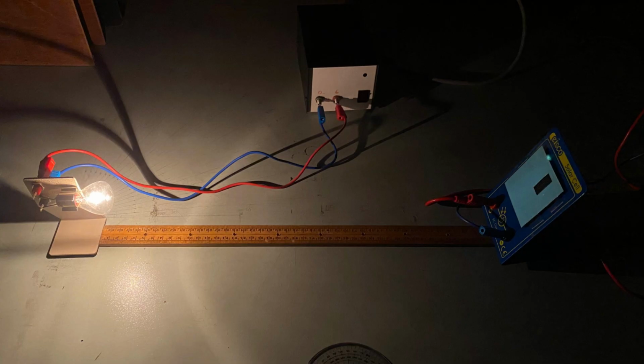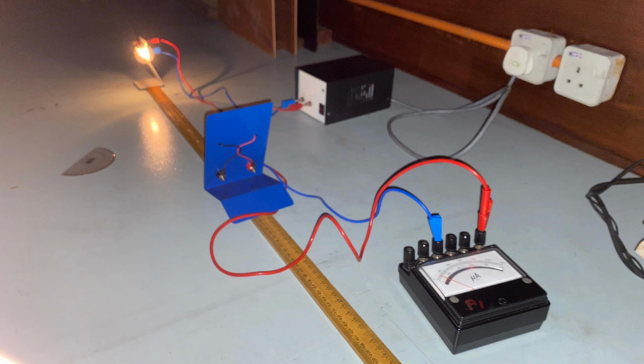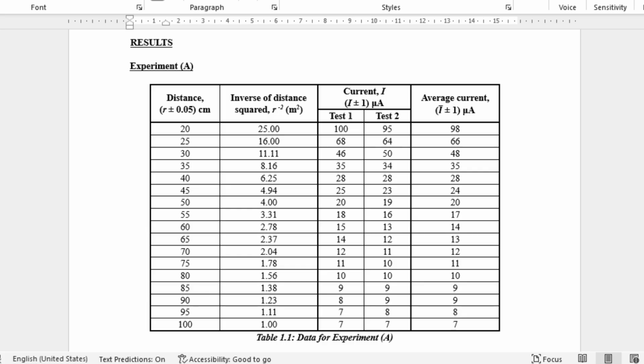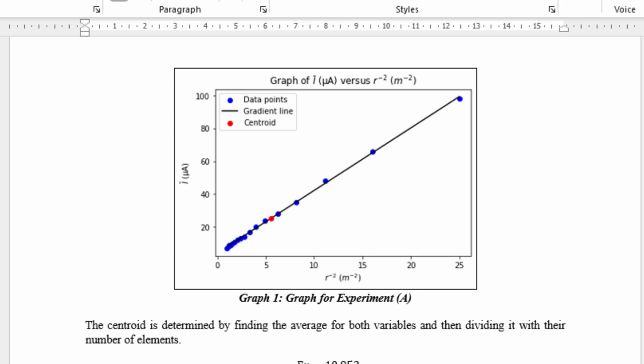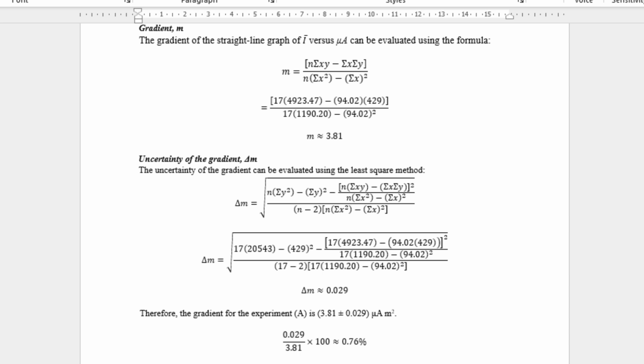The first part is to find the relation of the distance between the photovoltaic cell and the light source and the current flow from the photovoltaic cell. The currents were recorded from a distance of 20 to 100 cm with an interval of 5 cm. After I got the result, I made a graph from the two variables. From what I observed, the current is directly proportional to the inverse of distance squared. The gradient is 3.81 microampere meter squared with a 0.76% relative uncertainty.